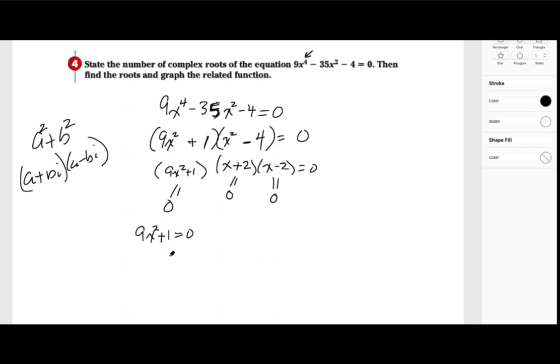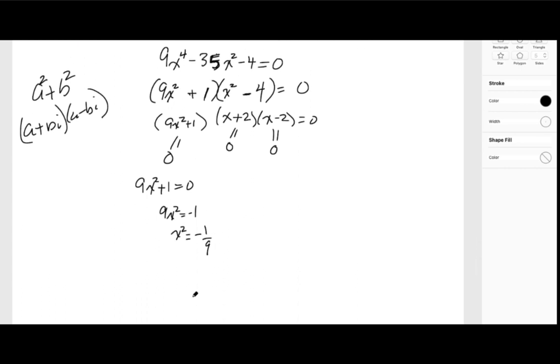To solve this, I'm going to throw the 1 over to the other side. And so I get 9x squared is equal to negative 1. And then x squared is equal to negative 1 over 9. You see it. We are going to get i. So we need to take the square root of x squared to get x. And we take the square root of negative 1/9. And that's going to leave us with x is equal to the square root of this, but we're going to rock a plus or minus because we know that x could have been positive or negative before we squared it in order to get this value.